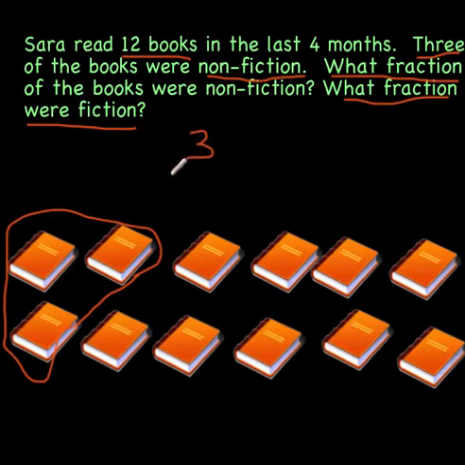That goes up on top. The bottom number of the fraction is the total in the whole set. There were 12. 3/12 of the books are nonfiction. That answers the first question right here. But remember, I have a second question.